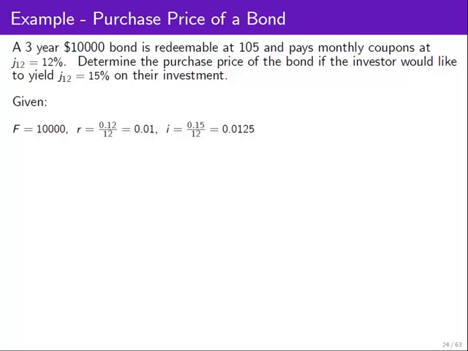The number of coupon payments throughout the term of the investment is 36, since it's a 3-year bond and coupons are paid monthly. And finally, the redemption value of the bond. The bond has a $10,000 face value and it's redeemable at 105. Redeemable at 105 essentially means that if the face value of the bond is $100, the investor would receive $105 at redemption. So what we want to do is take the face value $10,000, multiply it by 1.05, and the redemption value is then $10,500.